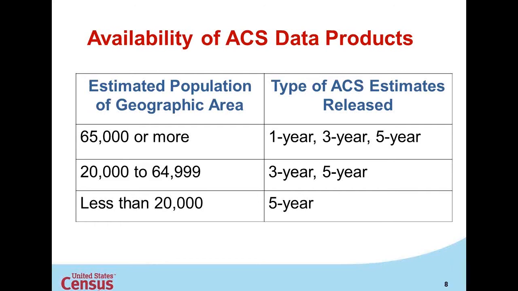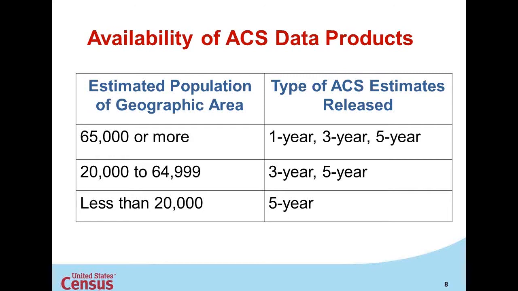When thinking about specific geographic areas, it's important to know that not every geographic area will be available in every ACS dataset. We release ACS estimates in the form of 1-year, 3-year, and 5-year datasets. And by combining multiple years' worth of collected data, we can release estimates for smaller geographic areas. And as you can see in this table, ACS estimates are available for geographic areas with a population of 65,000 or more in the form of 1-year, 3-year, and 5-year estimates.